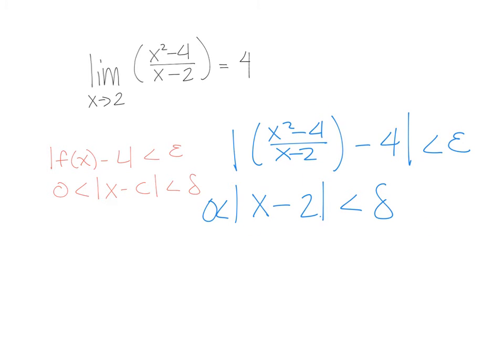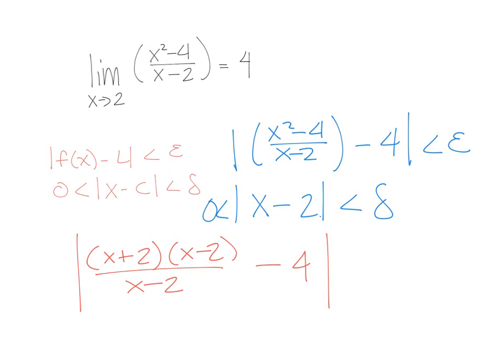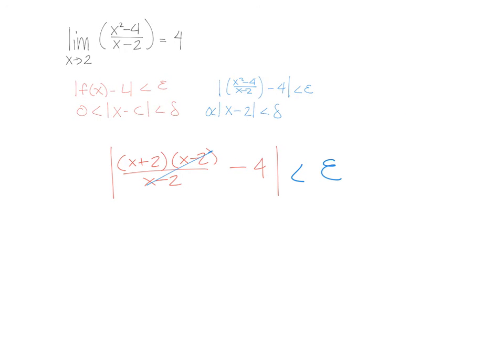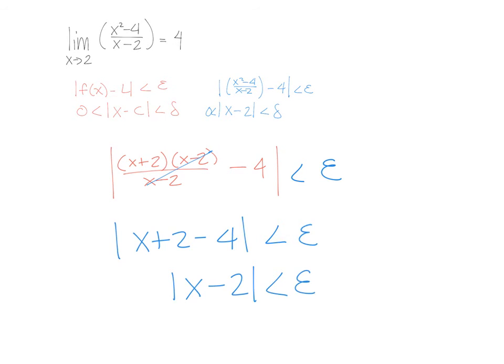So I'm going to go ahead and factor the numerator, and that's (x + 2)(x - 2) over x - 2, minus 4. So here I can see that these two are going to simplify. Okay, and then when I simplify that, I'm going to get |x + 2 - 4| less than epsilon. And then I'm going to get |x - 2| is less than epsilon.